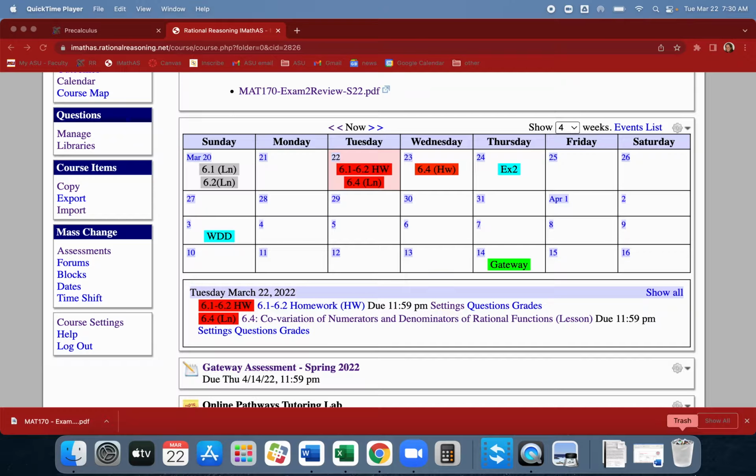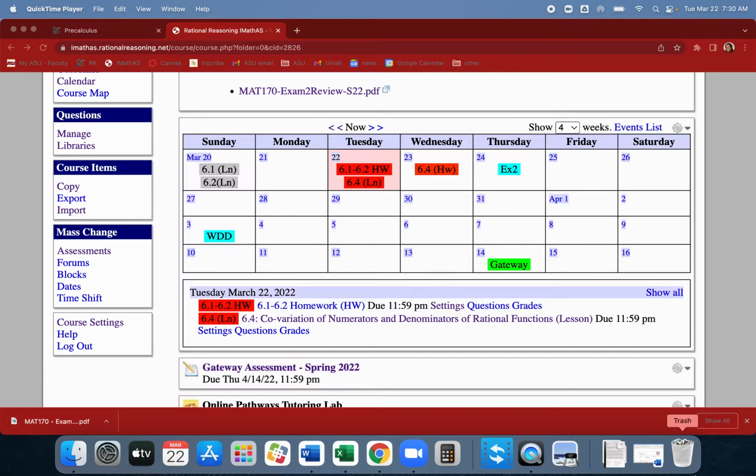So we've got a test on Thursday. Before then, a few things we've got due tonight. That is the 6.1, 6.2 homework that's due tonight. That was related to the asymptotes and general setup, some facts about rational functions.